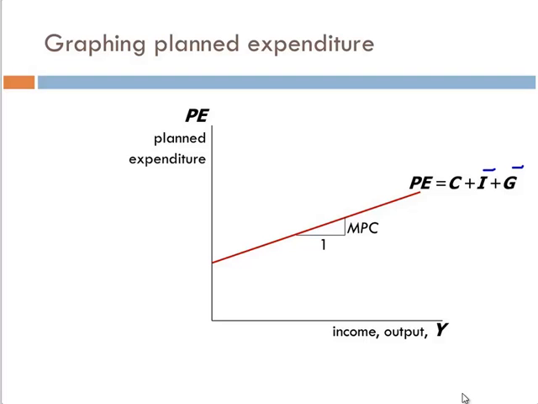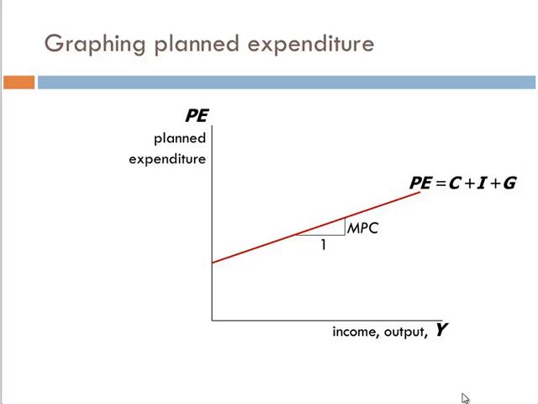Now, what's the slope of the consumption function? Well, that's how much additional spending I will do if I get $1 more, right? Or the marginal propensity to consume. Okay, so that is what the slope of the planned expenditure function is.